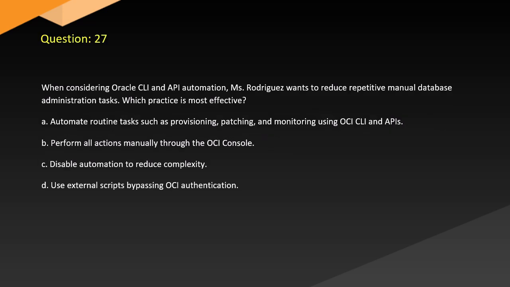Question 27. When considering Oracle CLI and API automation, Rodriguez wants to reduce repetitive, manual database administration tasks. Which practice is most effective? A. Automate routine tasks such as provisioning, patching, and monitoring using OCI CLI and APIs. B. Perform all actions manually through the OCI console. C. Disable automation to reduce complexity. D. Use external scripts bypassing OCI authentication.